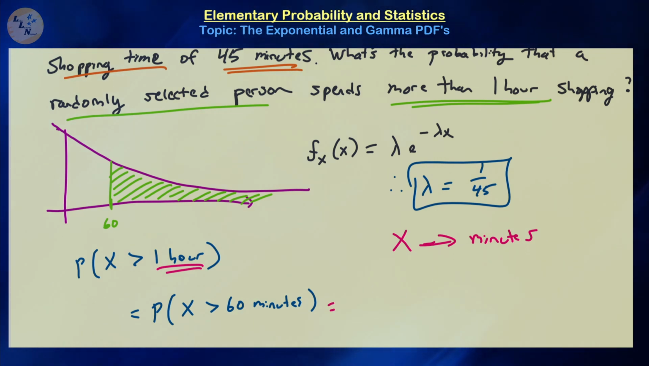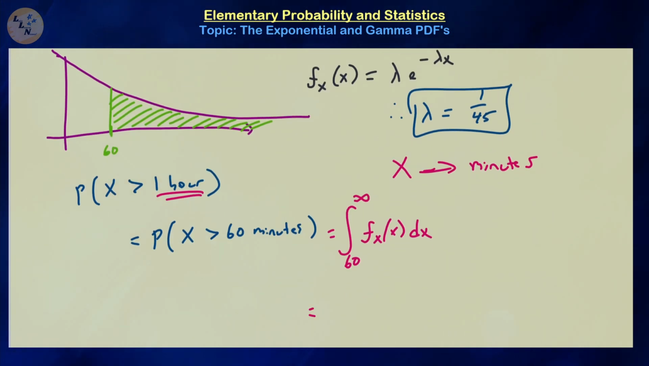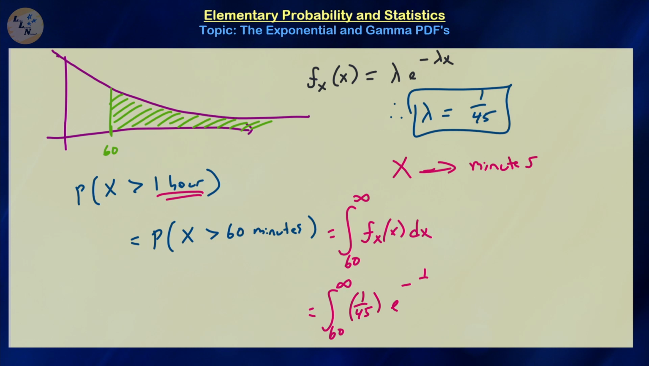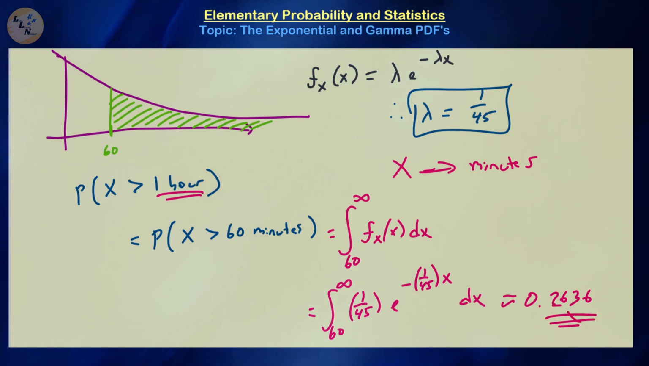So that's going to be equal to the integral from 60 to infinity of our probability density function, f. So what is that going to be? That's going to be equal to the integral from 60 to infinity of lambda e to the minus lambda x dx. And if you're working in Desmos, you should be able to just evaluate that. That's going to be approximately equal to 0.2636, or if you know basic calculus, you should be able to figure that out as well.